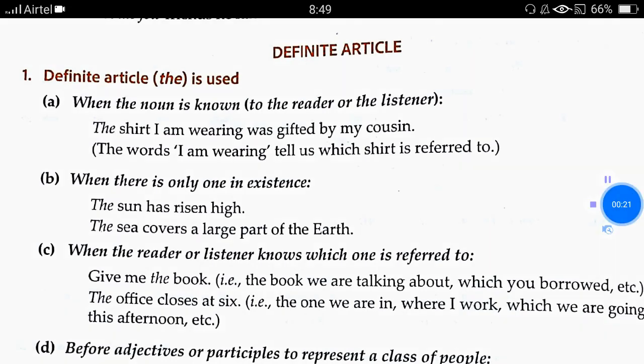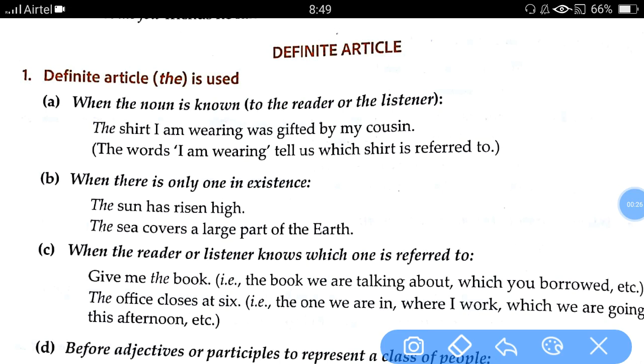Definite article is used when the noun is known to the reader or the listener. That means when the noun is known. It's for a particular person, place or thing we already know. So for example, the shirt I am wearing was gifted by my cousin. The shirt. Here is a particular shirt which the cousin had gifted. So that's a particular one.